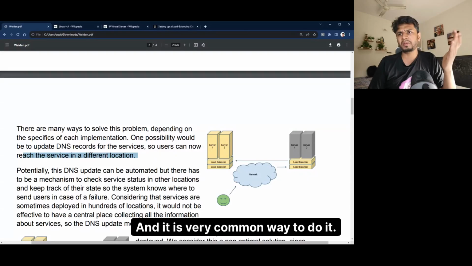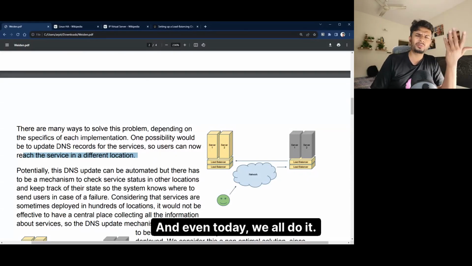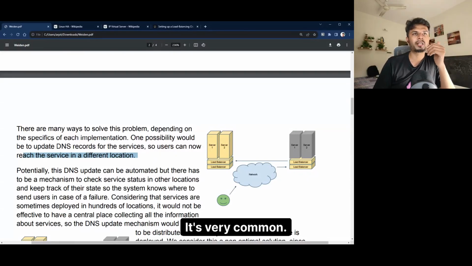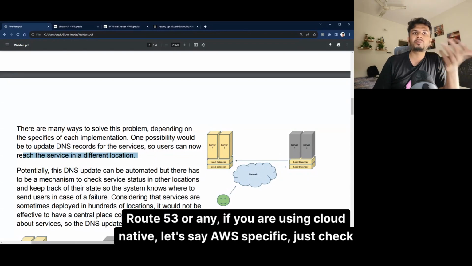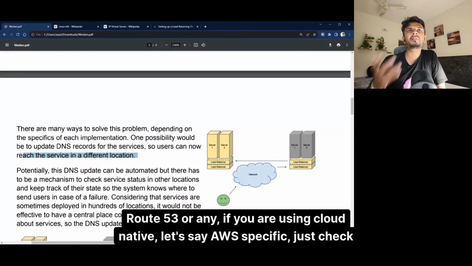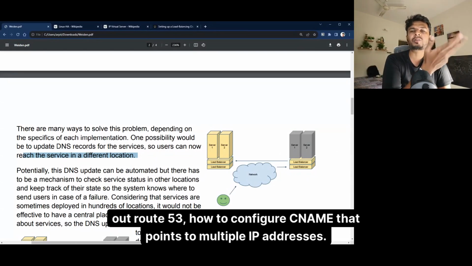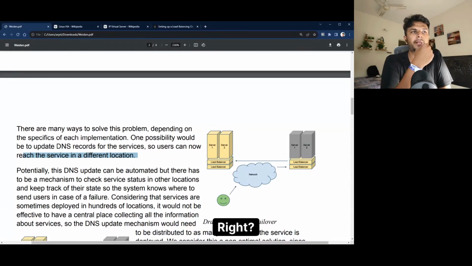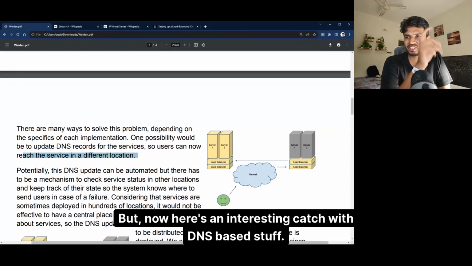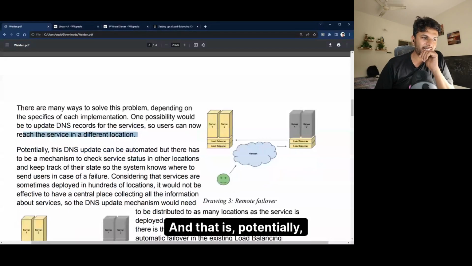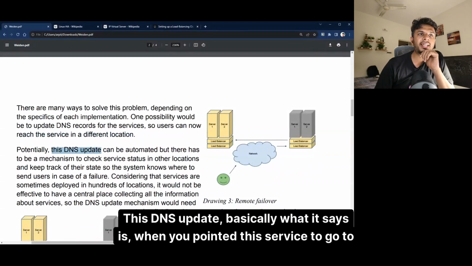And it is a very common way to do it. And even today, we all do it. It's very common using CNAME entries in DNS, Route 53, or if you are using cloud native, let's say AWS specific, just check out Route 53 on how to configure a CNAME that points to multiple IP addresses, right? That's all. But now here's an interesting catch with the DNS-based approach, and that is potentially this DNS update.